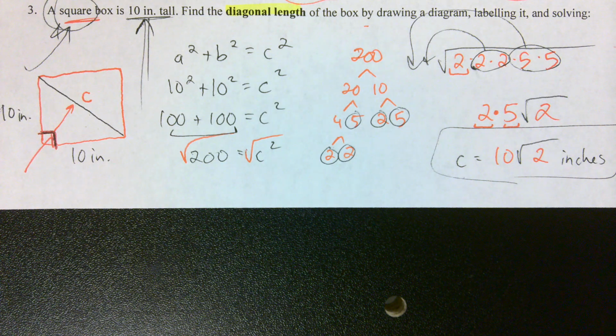Okay. So we got the 2, the 2, and 2. How can we break down 25? 5 times 5, right? Hey, there's another pair.